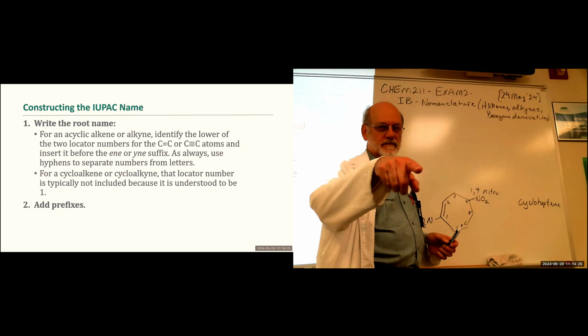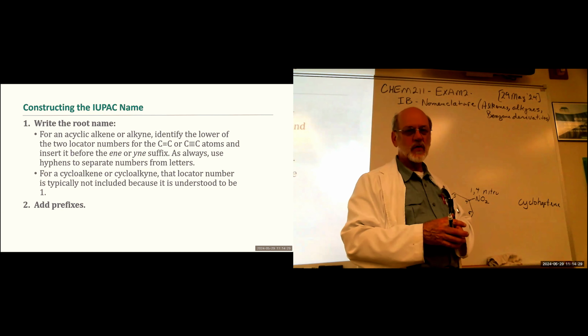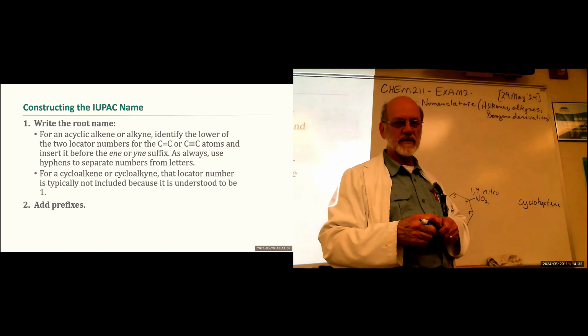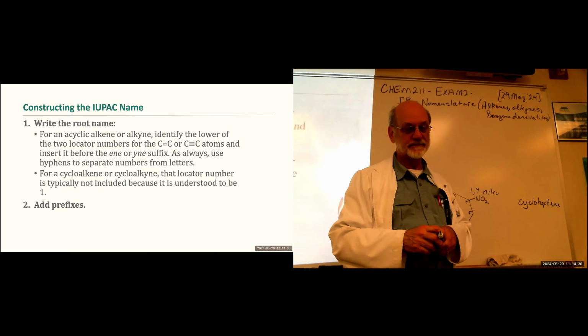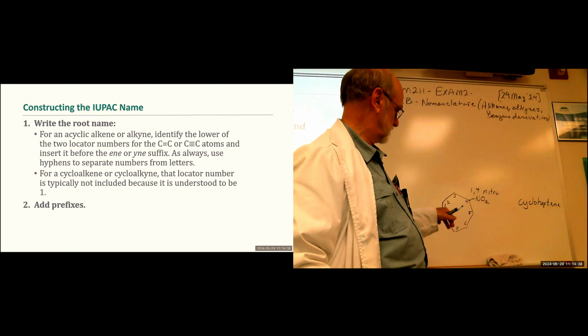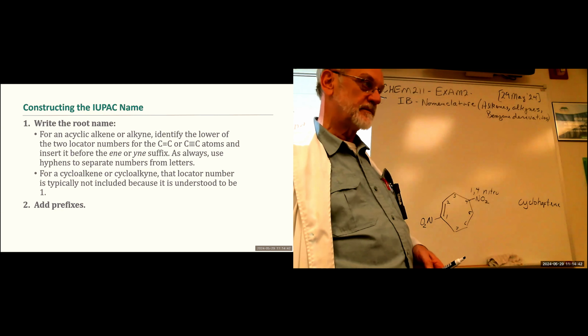Okay, here's the rule. For a cycloalkene or alkyne, the locator number is typically not included because it's understood to be 1. That's where you start. You always start at the 1 position, where your double bond is or your triple bond is.